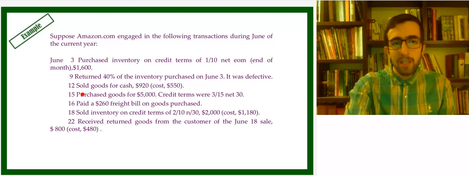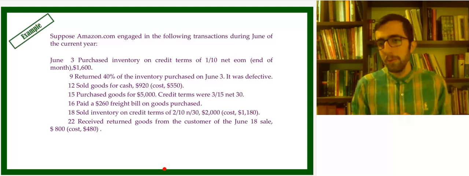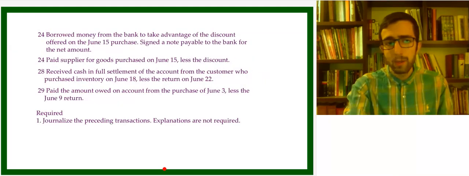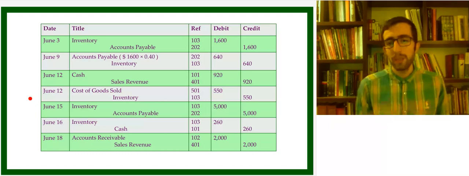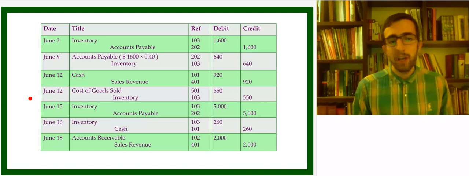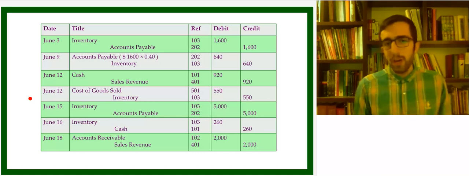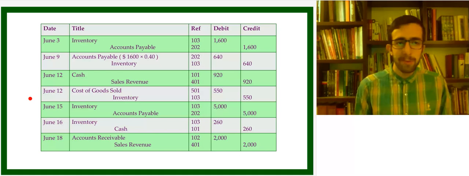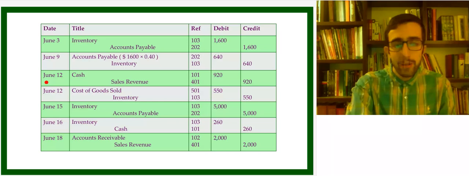The next transaction is that Amazon sold goods for cash, $920, cost $550. We have a sale, so in the perpetual system, we have two entries. And I have to mention that in this chapter, we only cover the perpetual system, and we cover the periodic system in the next chapters. But here we only introduce some of the entries of the periodic system, and we will talk about it in the next chapters. So we have two entries.